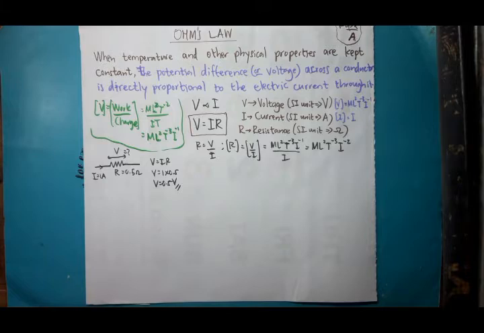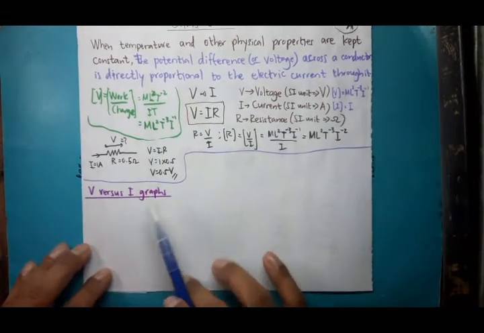Fine. So that's the basic introduction to Ohm's law, and based on Ohm's law there are certain graphs we plot. So the graphs, there are two types of graphs. It's the same case, but there are two approaches. Now let's discuss what that is all about. Let's start with V versus I graphs.